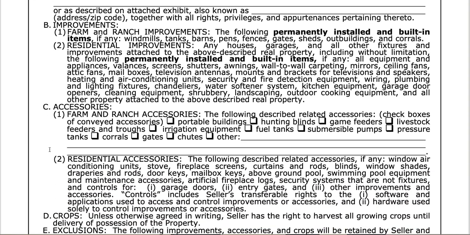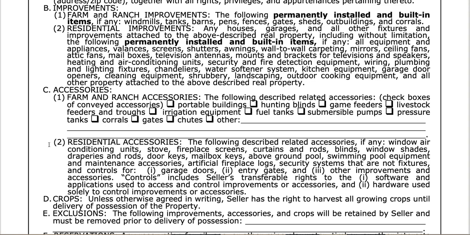Accessories, farm and ranch accessories. The following describe related accessories. Check boxes of conveyed accessories. So if you're representing a buyer, this is where if any of these items you see on here, your buyer wants, you want to check those boxes. If there's hunting blinds on there, game feeders, livestock feeders or troughs, irrigation equipment, fuel tanks, anything on there, if that's going to convey with the property, it needs to be checked.